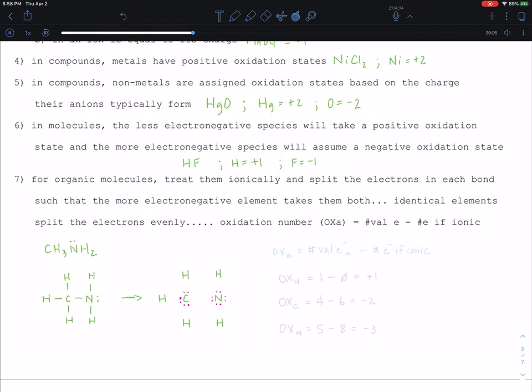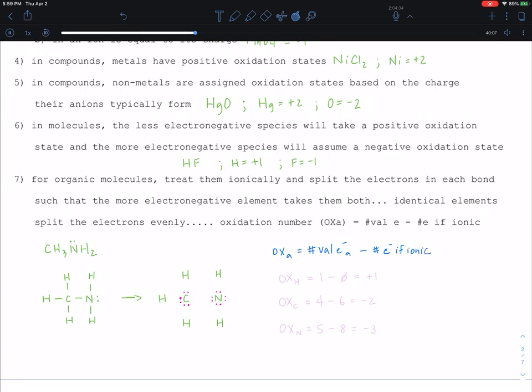So now what are we going to do? Well, we're going to do our calculation. The oxidation state of any species, any element, we'll call that A, is going to be equal to the number of valence electrons in A, whoever that is, hydrogen, carbon, nitrogen in this case, minus the number of electrons that the species would have if ionic.